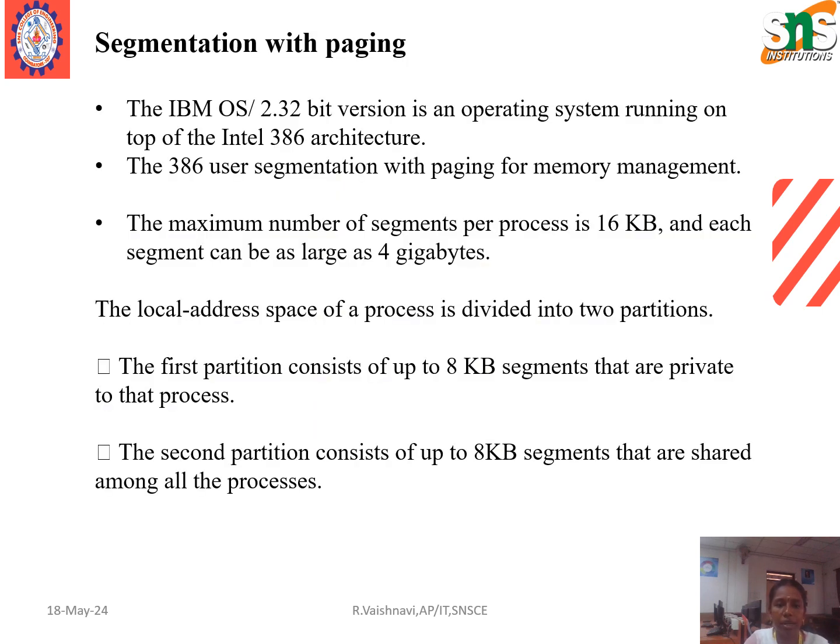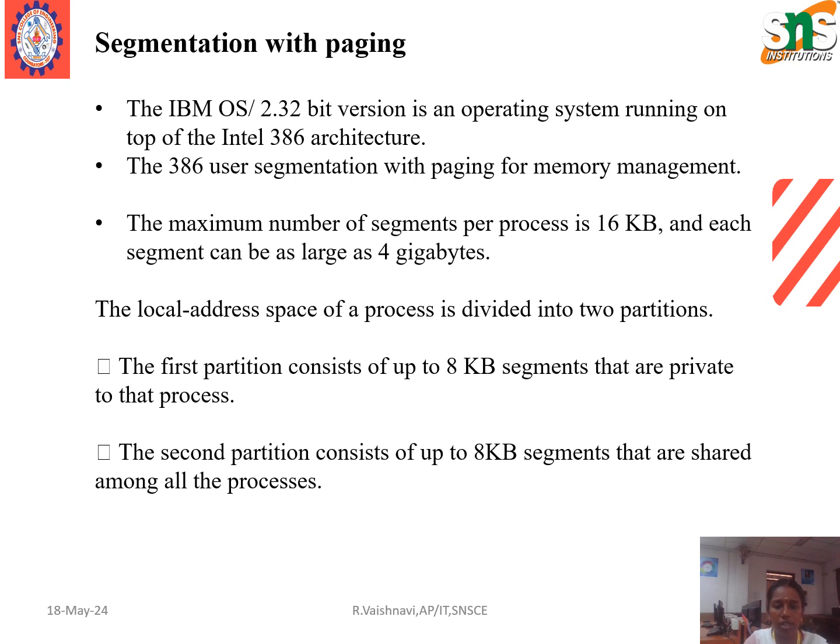Next one is segmentation with paging. The IBM OS/2 32-bit version is an operating system running on top of the Intel 386 architecture. The 386 uses segmentation with paging for memory management. The maximum number of segments per process is 16 KB and each segment can be as large as 4 gigabytes. The local address space of the process is divided into two partitions.